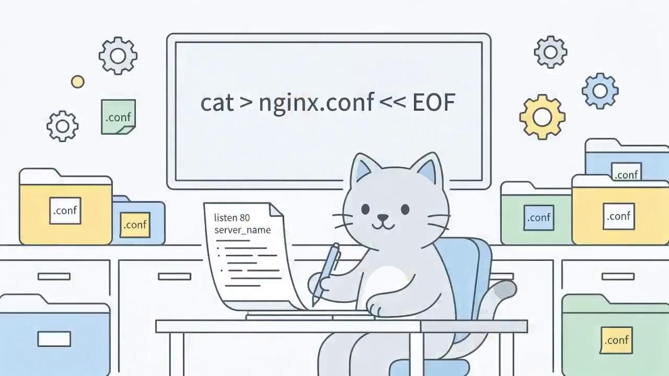The classic move is cat > file << EOF to write a config file in one shot. The heredoc body becomes the file's contents, the EOF marker ends the stream, and you walk away with a freshly written config.